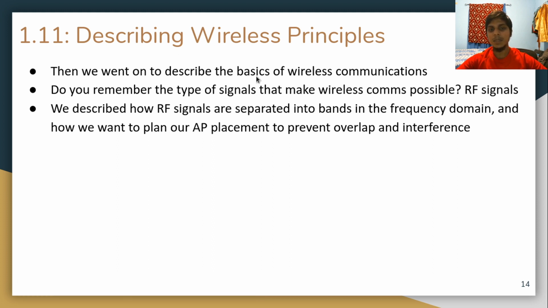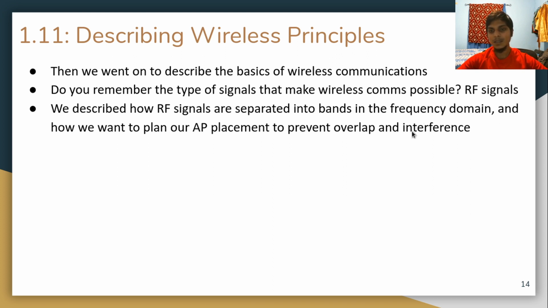Then we went on to describe the basics of wireless communications. Do you remember the types of signals that make wireless communications possible? So RF or EM signals. We described how RF signals are separated into bands in the frequency domain, and how we want to plan our AP placement to prevent overlap and interference.